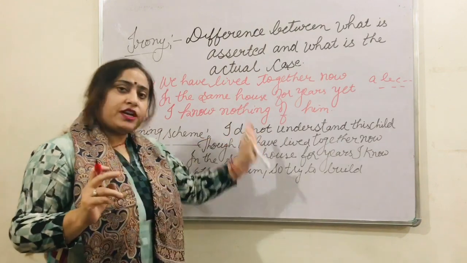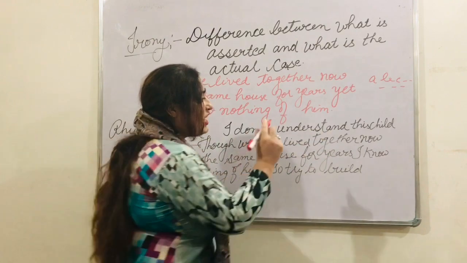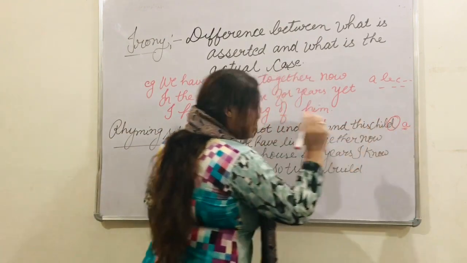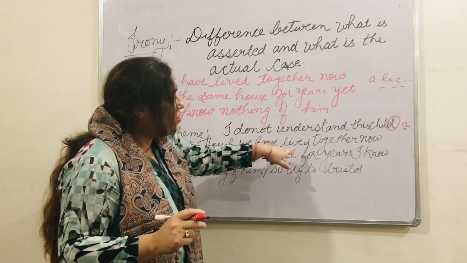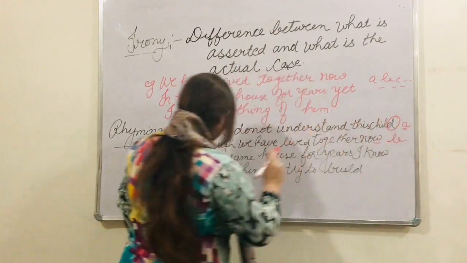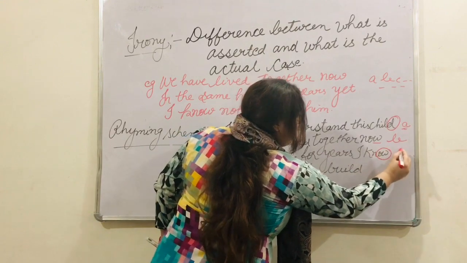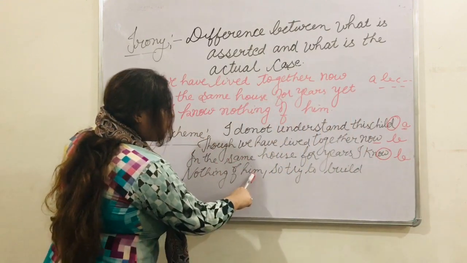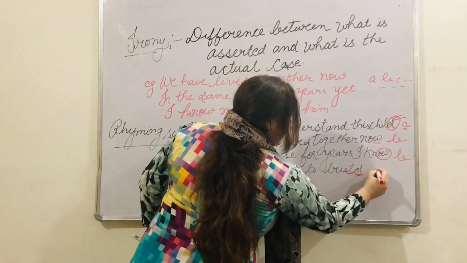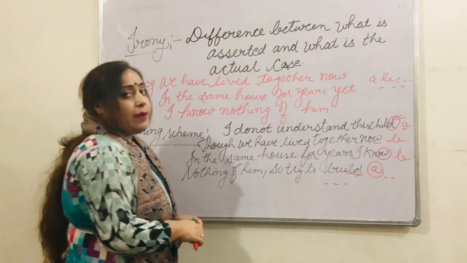Right, this is also taken from Father to Son. I do not understand this child. Child, it's A, because of the sound. Alright, though we have lived together now, I'll mark it B. Right, in the same house for the years I know, same sound, B. Nothing of him, so try to build. So the same sound has come here. I'll mark it A. So in the same way, you have to mark the rhyming scheme.